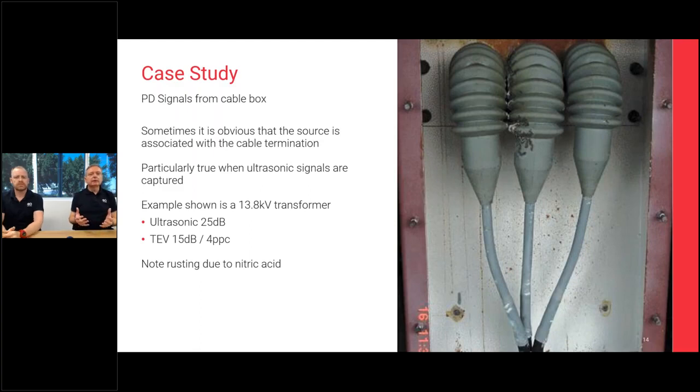If we get ultrasonic signals coming out of a cable box, we've got a problem in that termination area. It's pretty straightforward. We open this particular one up, and you can see we've used the wrong component, or somebody has installed the wrong component. We've got those two boots touching each other, and we've got PD between. We've got lots of nitric acid and ozone building up, and you can see all the rusting inside that cable box. Relatively straightforward, not something we've not seen a few times.